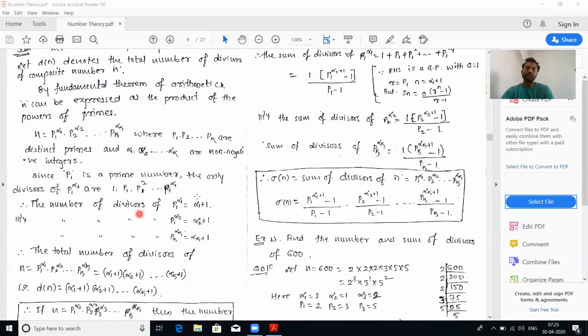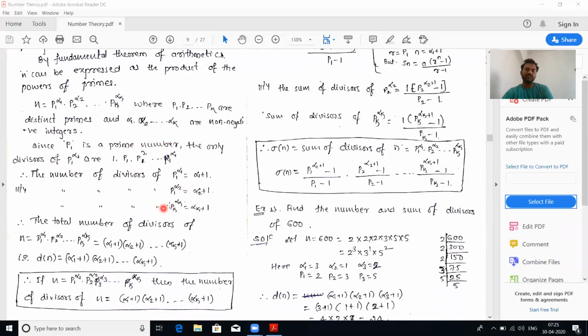So therefore, the total number of divisors of p1 raised to alpha 1 is alpha 1 plus 1. Similarly, in the same concept, the total number of divisors of p2 raised to alpha 2 is equal to alpha 2 plus 1, and the number of divisors of pk raised to alpha k is alpha k plus 1.